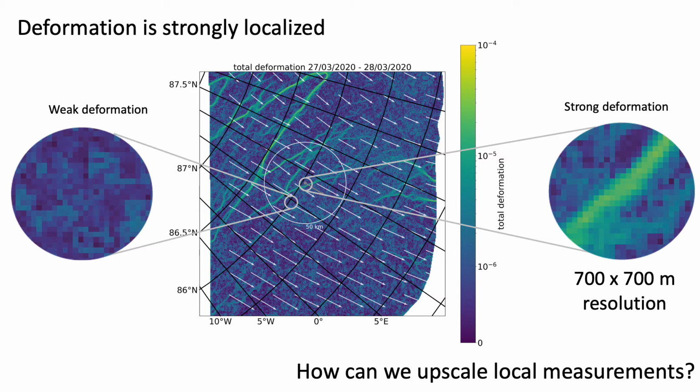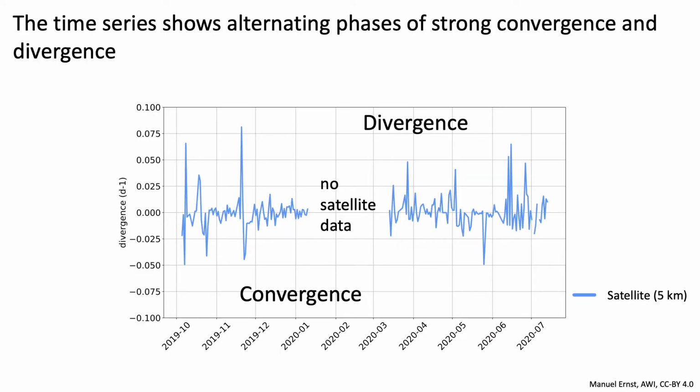Since deformation events can have such a strong impact on the processes, we might need to consider where and also how often such an event took place before we can upscale the local measurements to a larger region. My aim now is to show you that the local deformation in the vicinity of the MOSAiC floe was representative for the deformation in the wider region.